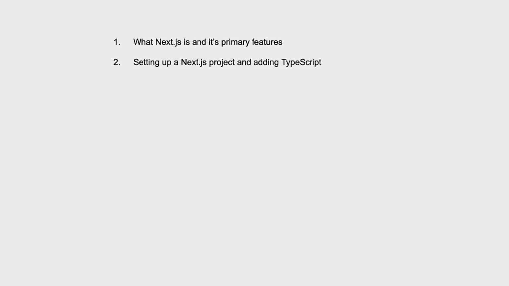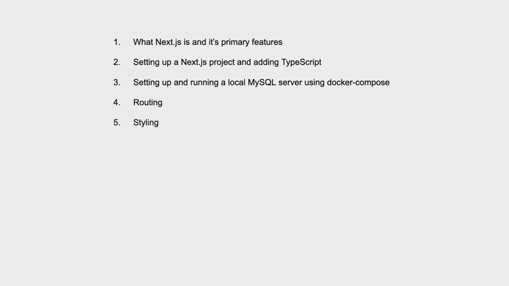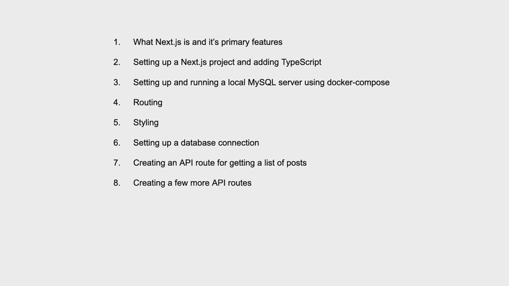We will set up a Next.js project and add TypeScript. Then we will set up and run a local MySQL server for the app using Docker Compose. Next, I will talk about routing and styling in Next.js. Then we will set up a database connection in the app and build an API route for getting a list of posts using Next.js API routes feature. Then we will create a few more API routes.